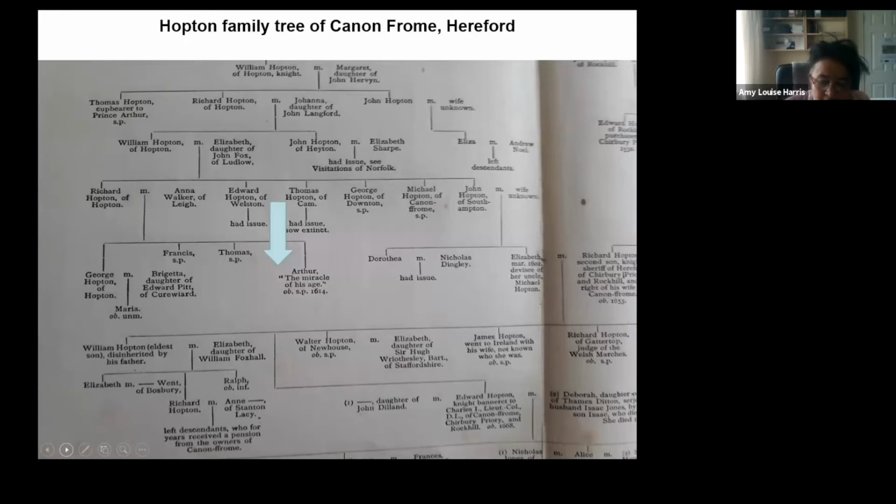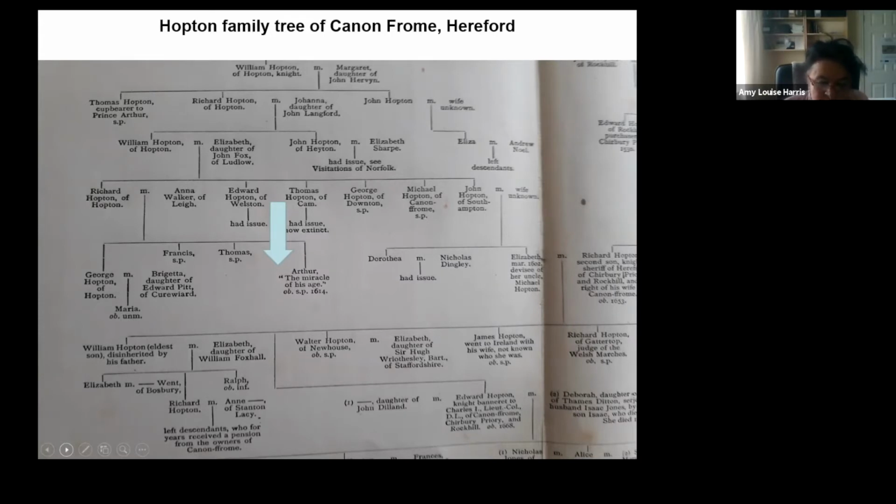Now, this slide here shows his relationship with the Hopton family of Canon Frome, and this relationship was through his maternal grandmother. His father died in 1660, and it would appear that Dingley and his sister were left as orphans. His grandmother was still alive, and it's very likely that she initiated his move to London to be educated.